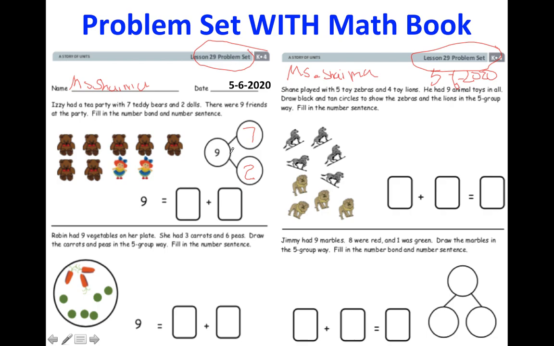Let's read the number sentence. It says 9 equals blank plus blank. So when you see a plus sign between 2 numbers, that means those are the 2 parts, because the whole, or all together, Izzy had 9 friends at the party. So I'm going to write 2 dolls plus 7 bears equals 9. So now the answer reads 9 equals 2 plus 7. And the number bond reads 9 as the whole and 7 and 2 as the parts.